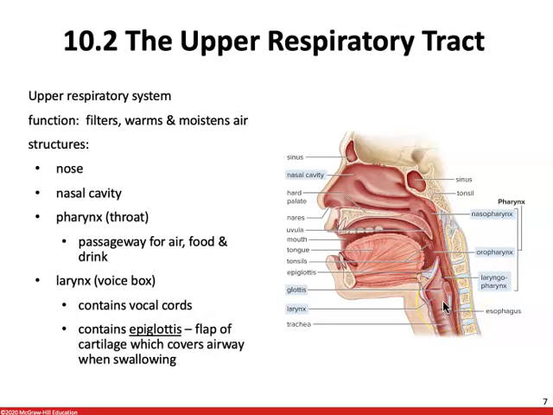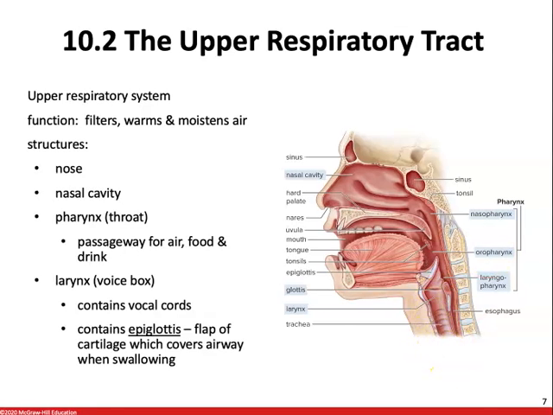The reason is because it contains the vocal cords. The vocal cords are what allow us to pass air over them, which allows us to speak and form words. And this region right here is also going to contain the epiglottis. That epiglottis is the flap of cartilage which covers the airway when swallowing. So generally speaking, the epiglottis is raised and open, but every time you swallow, it's going to slam shut and prevent anything from flowing down into your trachea.